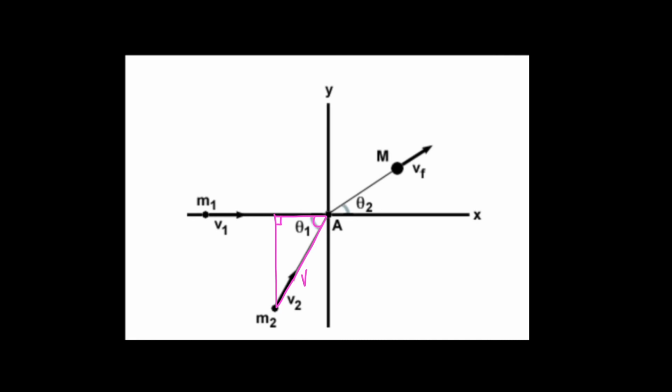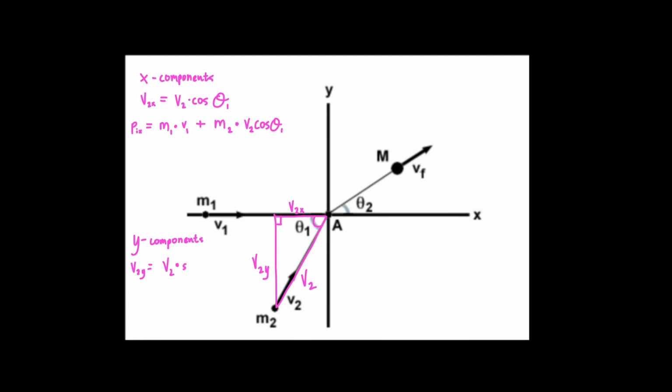To solve problems relating to this scenario, we need to find the x and y components of the initial velocities of the masses. We use trigonometry to do this. However, in this case, the initial velocity of mass 1 is horizontal, so we don't need trigonometry for that part. Then we plug everything in to find the initial x component of momentum. Then we do the same for the y components.